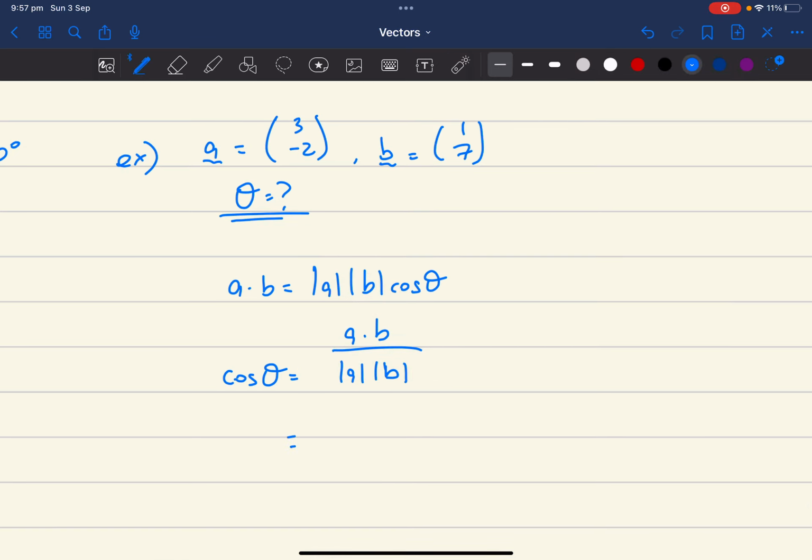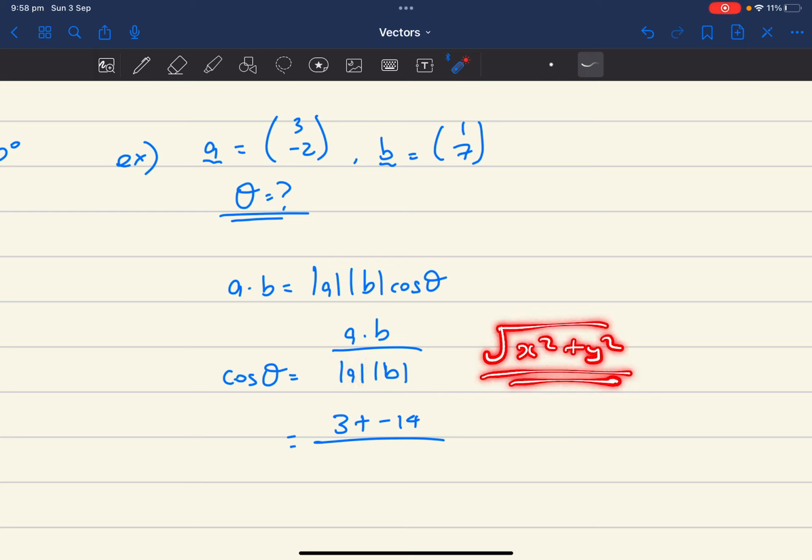So remember, A dot B, I simply just multiply these two things together. So 3 times 1, so I have 3, plus negative 2 times 7. So negative 14, right? Remember, when you find the length of a vector, it's just this formula from before.